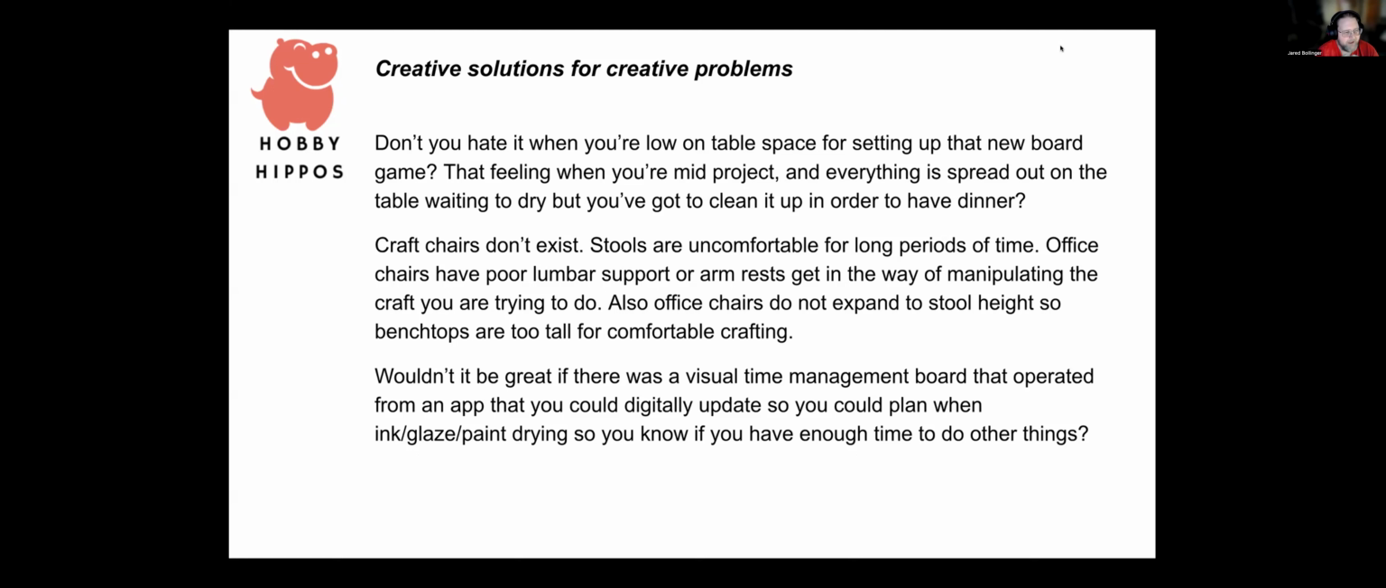And then wouldn't it be great if there was a visual time management board that operated from an app that you could digitally update, so you could plan when ink, glaze, or paint is drying, so you know if you have enough time to do other things.